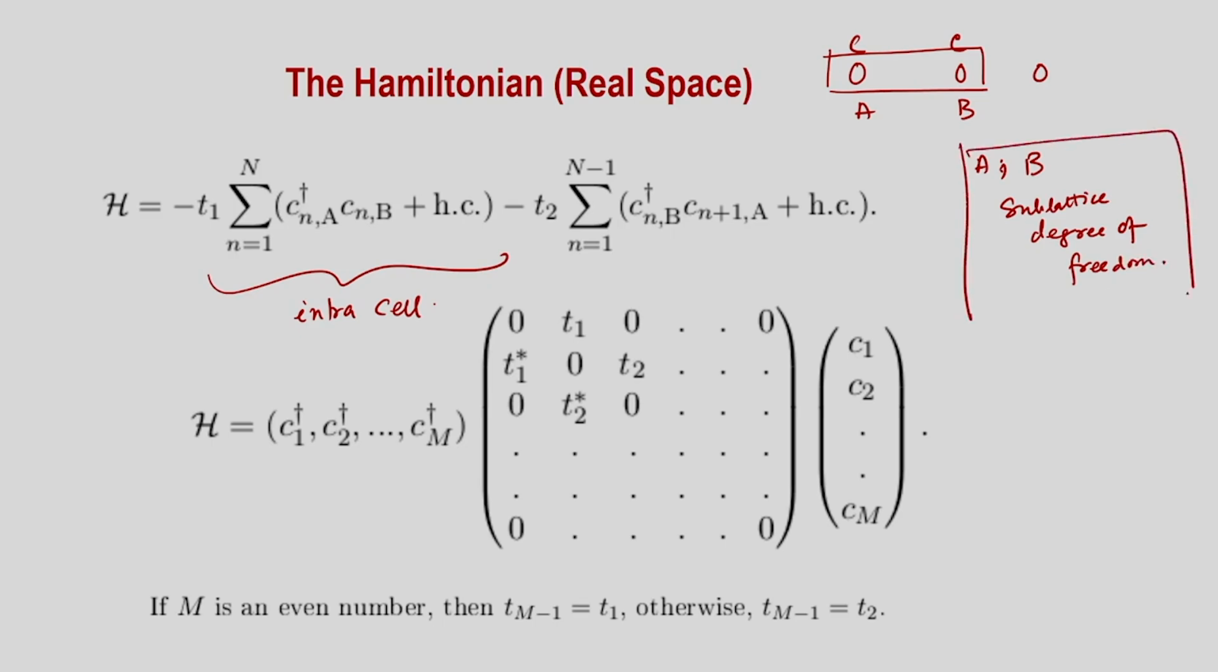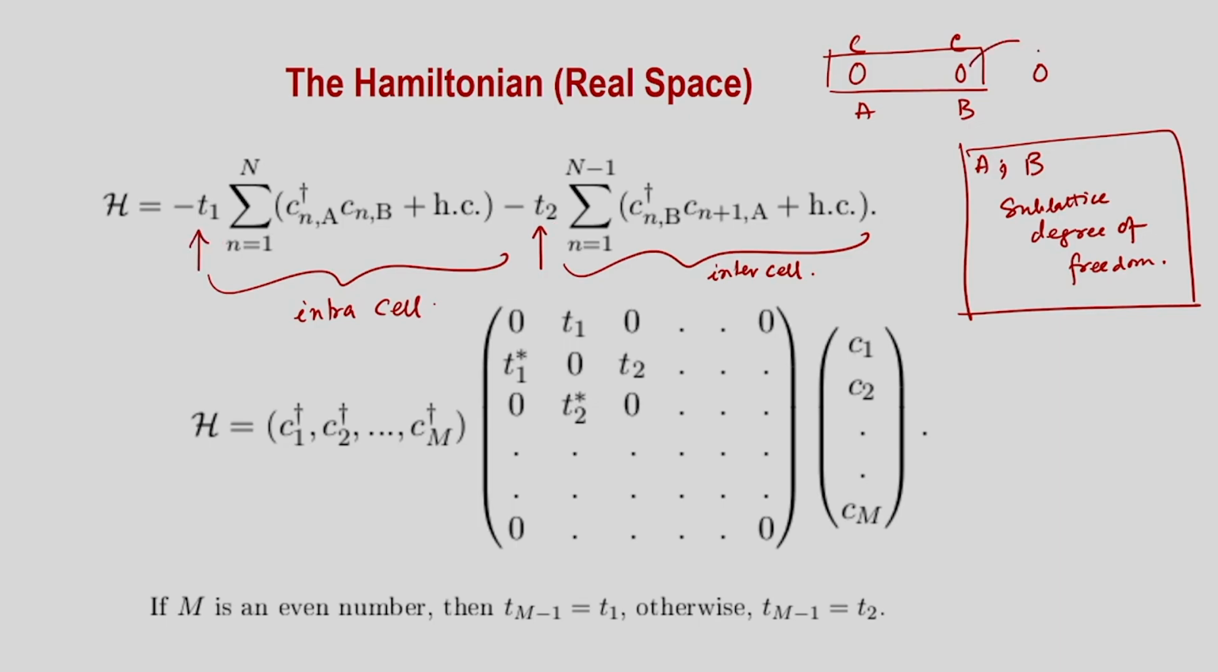Okay. So, this is the intra-cell term, that is inside a cell from A to B sublattice. N is the unit cell index, and this is the within-cell hopping of the electron from one carbon atom to another, and this one is the inter-cell hopping, which comes with a T2. This one comes with a T1.